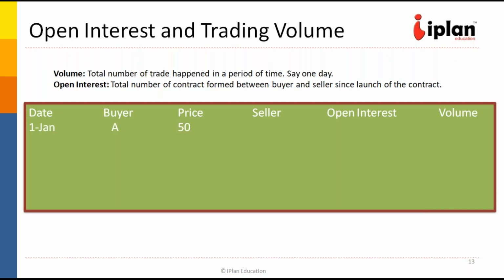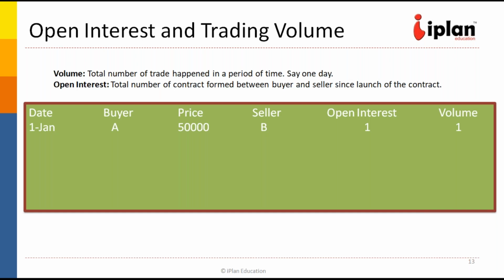Now, let's suppose on 1st of January there's a buyer. His name is A. Don't keep your kid's name A, B, C. Let's suppose the buyer's name is A and the price is around 50,000 for 1 kg of silver. So you're buying a commodity contract, and seller B is interested in selling the contract. So he's writing, and there's a guy A buying.